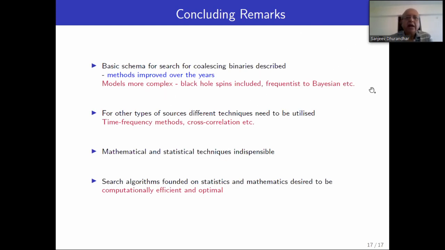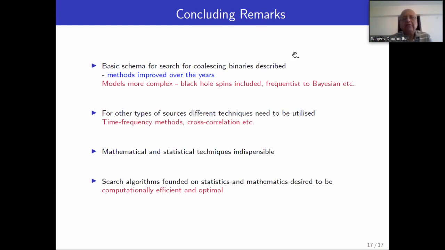That's all. And then you have the Bayesian statistic. So now this is what I talked about for black hole binaries. There are other types of sources also, gravitational wave sources. There the techniques are different, so it's not match filtering. It can be time frequency methods for burst sources, cross correlation for stochastic background and so on. And there the things are different.